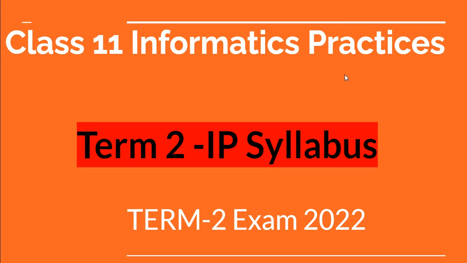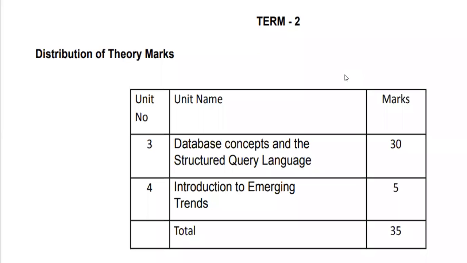Okay, let's start now. What are all the topics we have? We have Unit 3 and Unit 4. Only 2 units. Unit 3 is Database Concepts and the Structured Query Language. Then Unit 4 is Introduction to Emerging Trends. Only these 2 units we have for Term 2. For Database Concepts and the Structured Query Language, we have 30 marks, and for Introduction to Emerging Trends, we have 5 marks. So in total, we have 35 marks for Term 2.